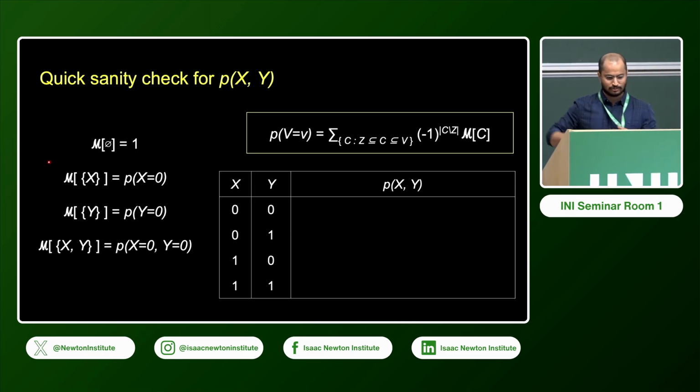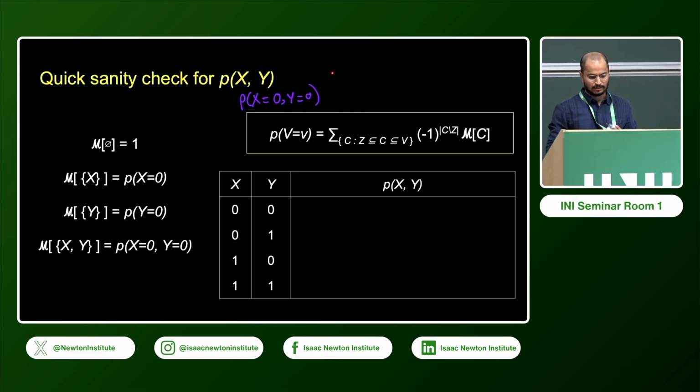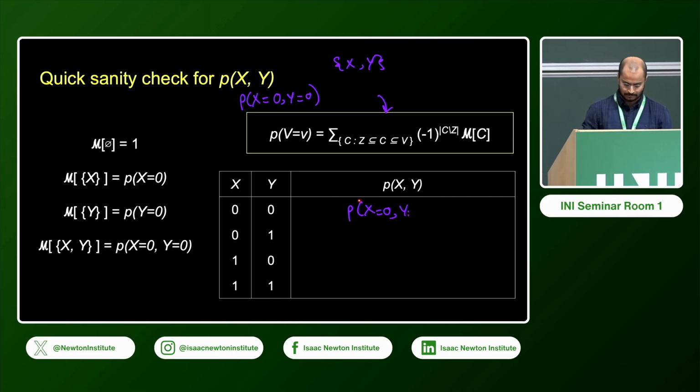And then you could do a quick sanity check over here. So for example, if I'm interested in what this formula has to say for P of x equals 0, y equals 0, in this case, the only superset of that is the case where I have both x and y, because everything is being set to 0 here. And so of course, this formula just says that this should be equal to P of x equals 0 and y equals 0, sort of by tautology. It's not a very interesting one.